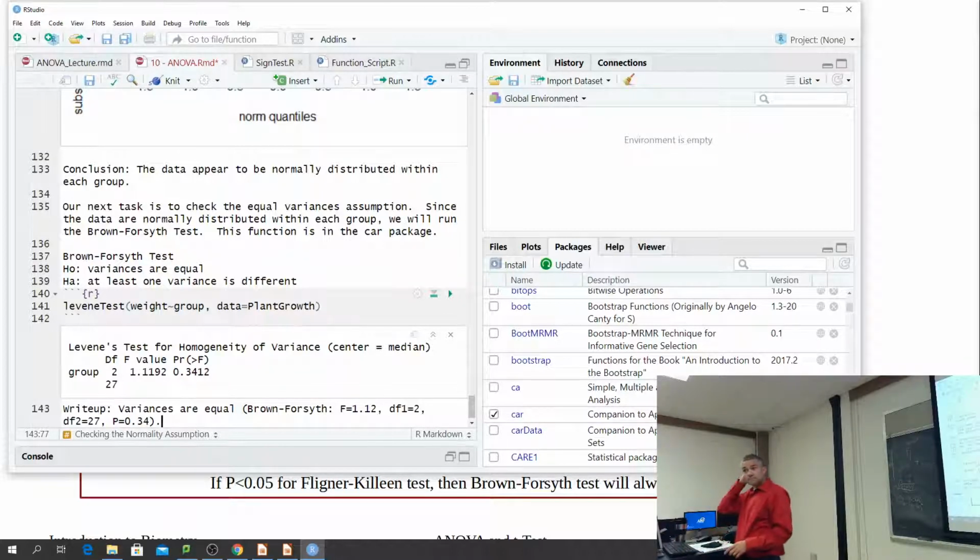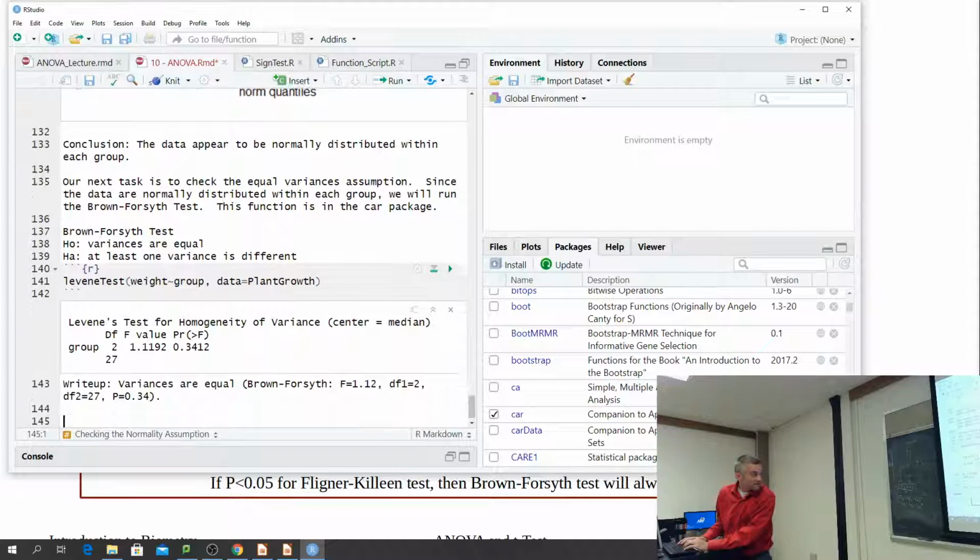All right. So our conclusion interpretation: variances are equal. What test was run? Brown-Forsythe. How do I know that? Because we set the center equals median, or that was the default. Our test statistic F was reported. Both degrees of freedom were reported because our F depends on those 2. And then we report our p-value.